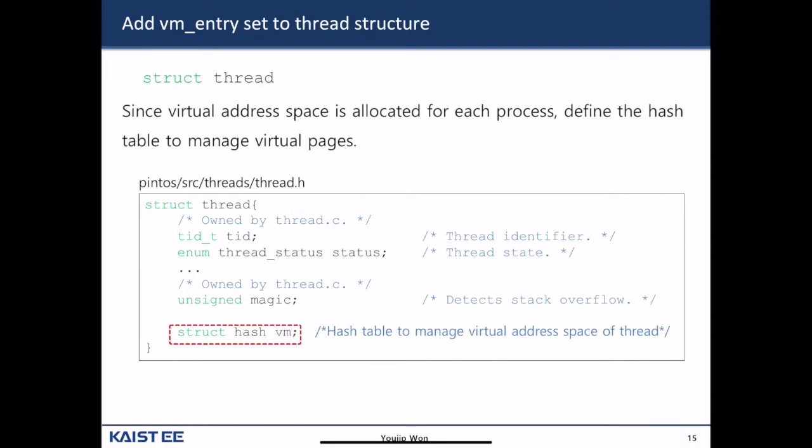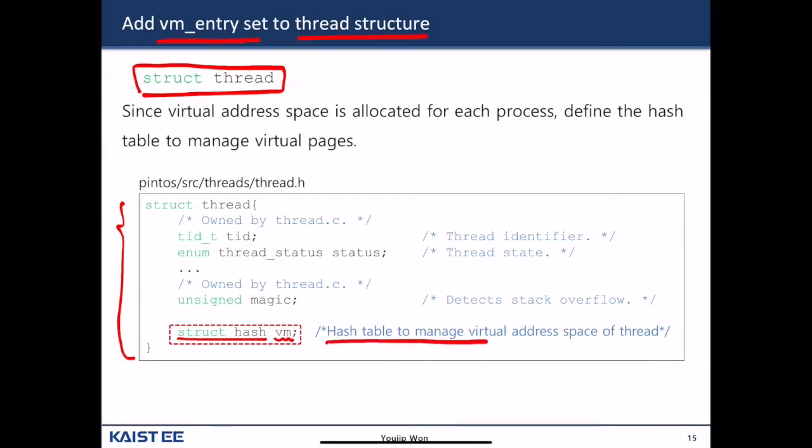Next, we have to add a field to represent the set of VM entries to the thread structure. Struct thread is a data structure that represents a thread, and we are going to add a pointer that represents a set of virtual memory entries. We are going to use a hash table, struct hash, called vm. So this is a hash table to manage the virtual address space of a thread.